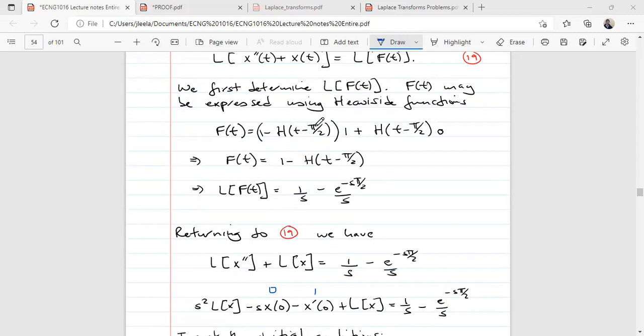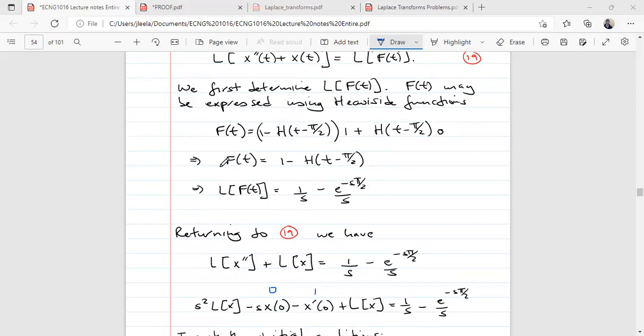Minus h at t minus pi over 2, and you have to multiply that within this piece here. Within this region here it is defined to be 1. And then in the other region, h at t minus pi over 2 is 0. So this part here will drop off, so you just have this part here surviving, right?